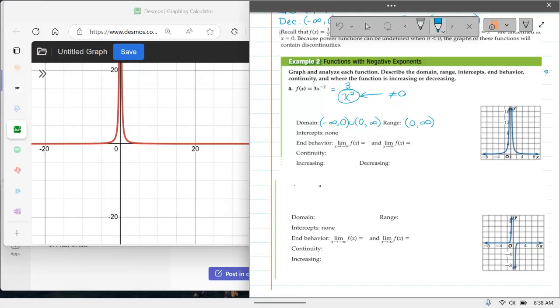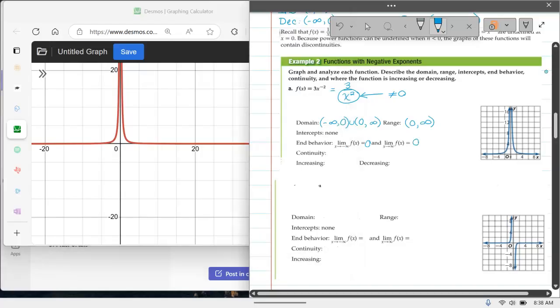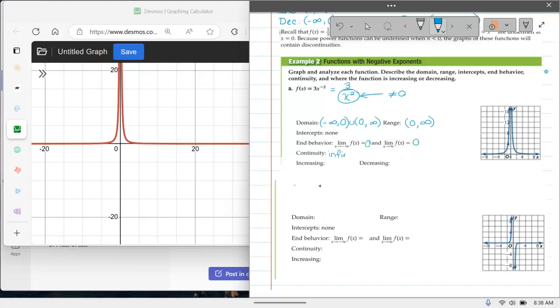As the graph goes to the left, y approaches 0. As the graph goes to the right, y approaches 0. It has infinite discontinuity.